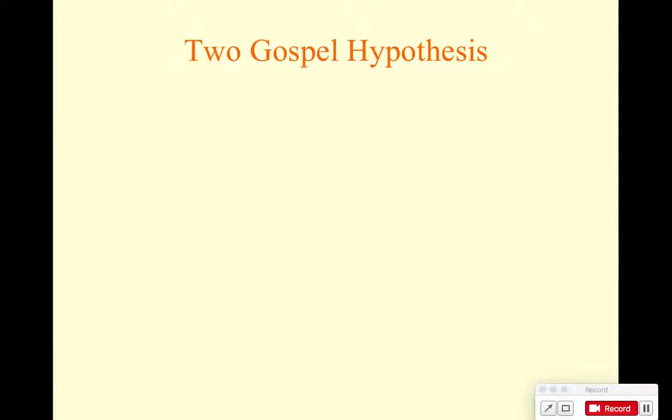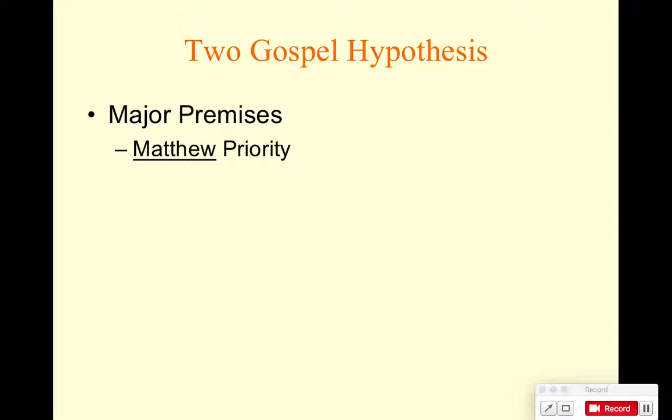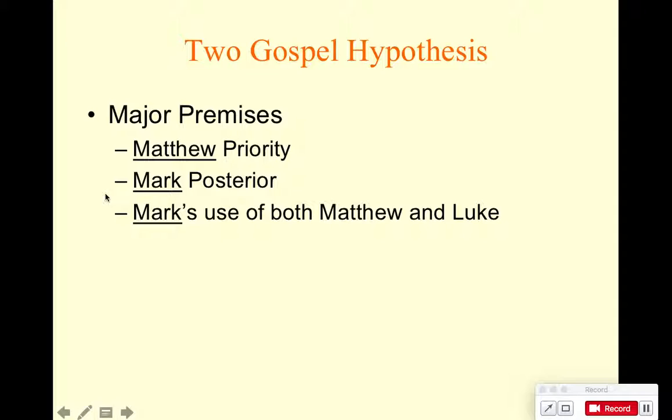The first one is what's called the two gospel hypothesis. The major premise is this. Matthew has the priority. That means that Matthew was first. The two gospel hypothesis puts that Mark is posterior. That means that Mark was last. And then Mark uses both Matthew and Luke, which would give us one of the reasons why Mark has so much in common with the other ones.